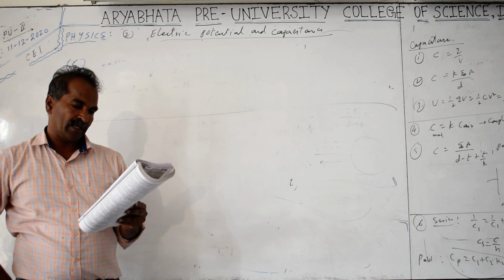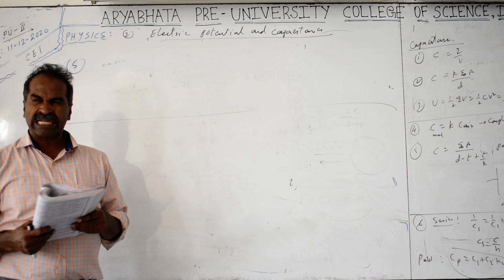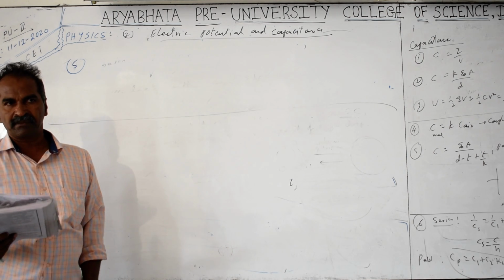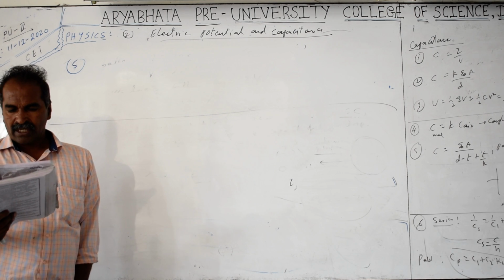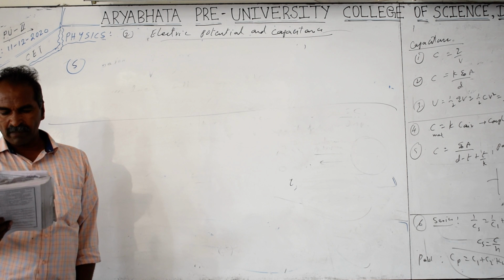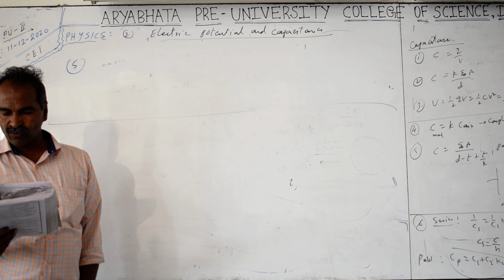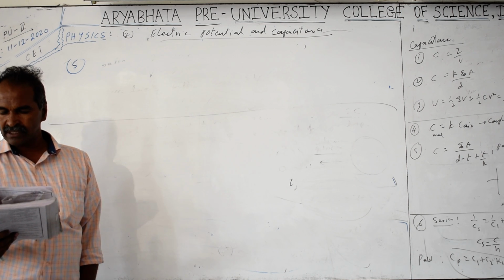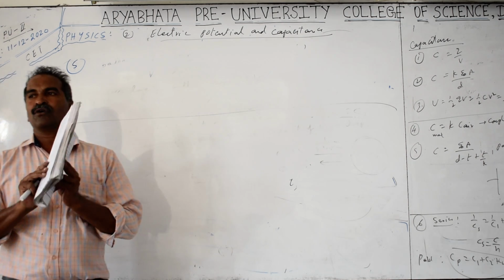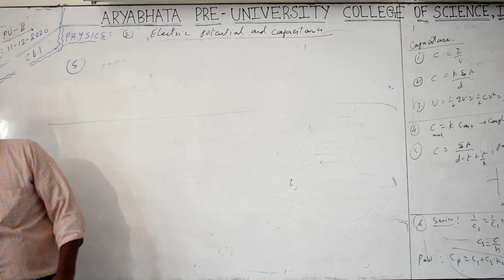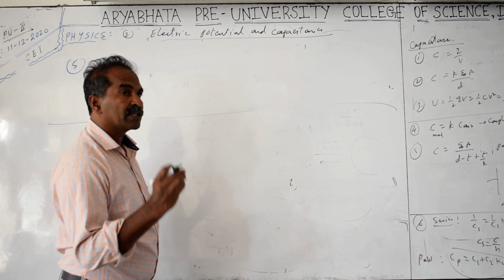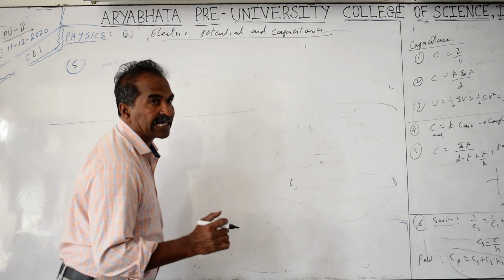A sheet of aluminium foil of negligible thickness, meaning thickness is almost zero, is placed between the plates of the parallel plate capacitor. The foil is parallel to the plates. If the capacitance before insertion of the foil is 10 microfarads, then what is the value after insertion of the foil? Without insertion of the foil means only air.